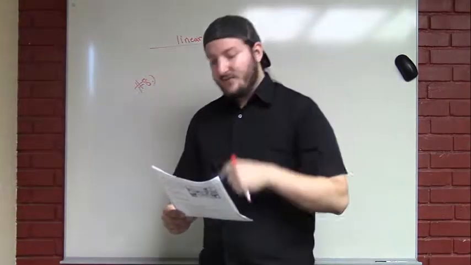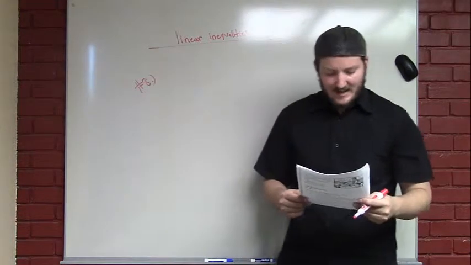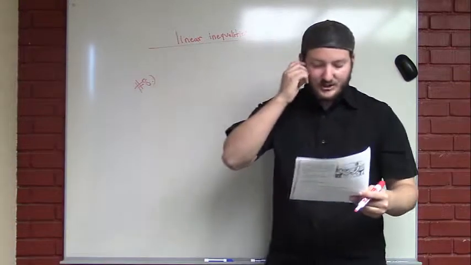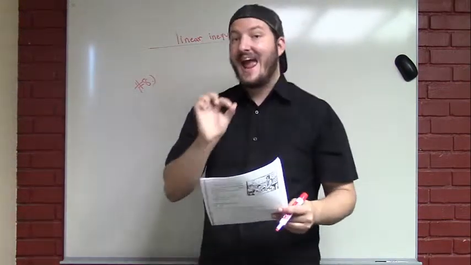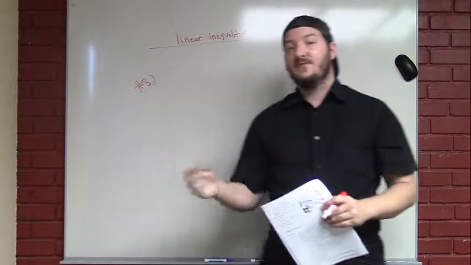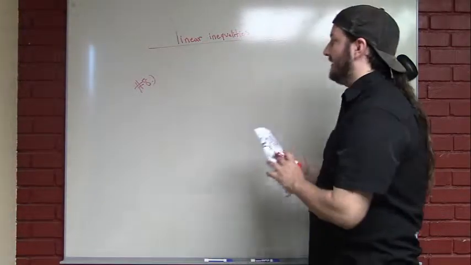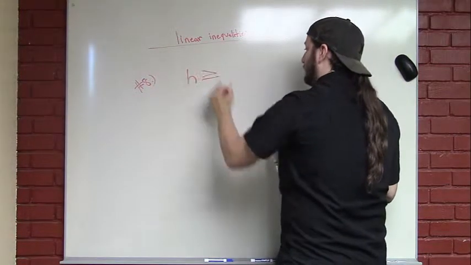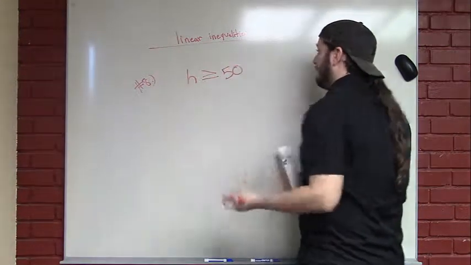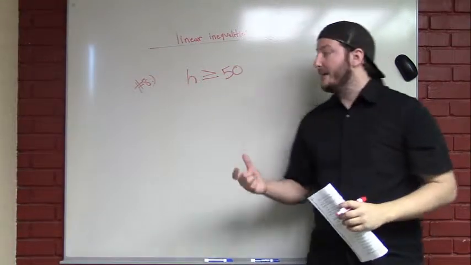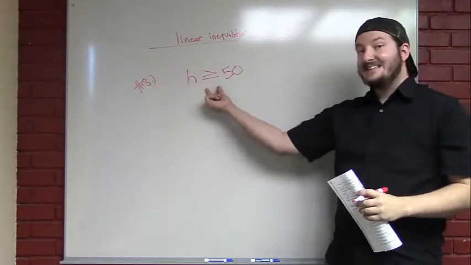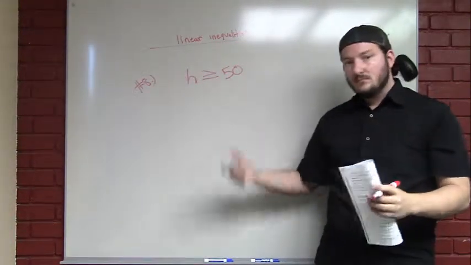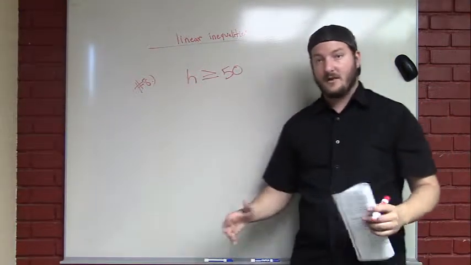Okay, so you must be at least 50 inches tall to ride. And we want to write an inequality that shows the heights of people who can ride. And it says you must be at least 50 inches tall. So what does that mean? It means your height has to be greater than or equal to 50. The people that can ride this ride have to be at least 50 inches tall. So your height has to be greater than or equal to 50 inches. That's it. Okay?